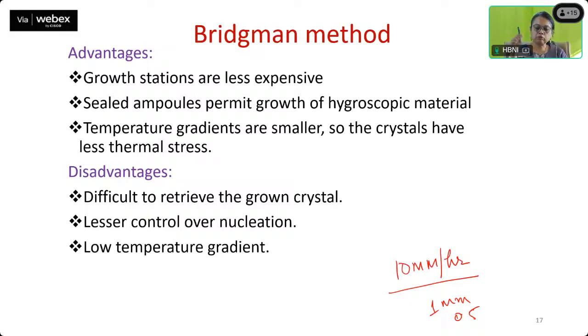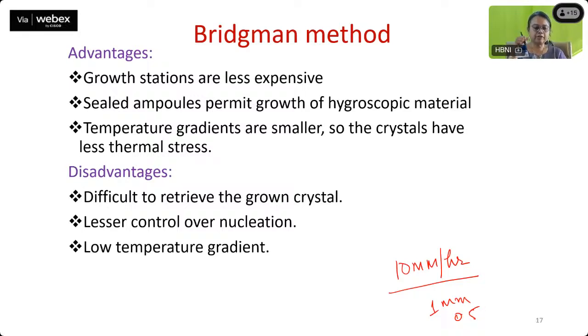The sealed ampules permit growth of hygroscopic material, material which absorbs water or moisture very easily, like sodium iodide. So hygroscopic material can be sealed inside. Temperature gradients are small, so the crystal has less thermal stress.